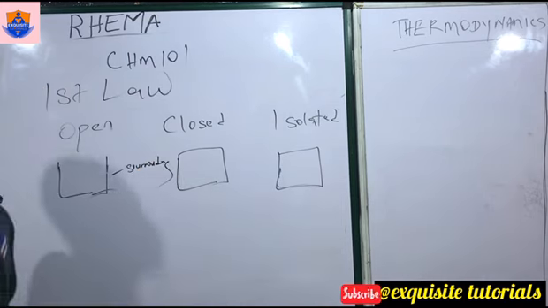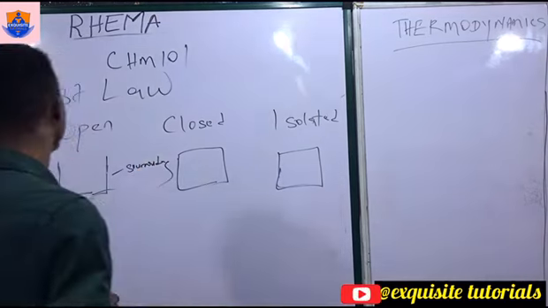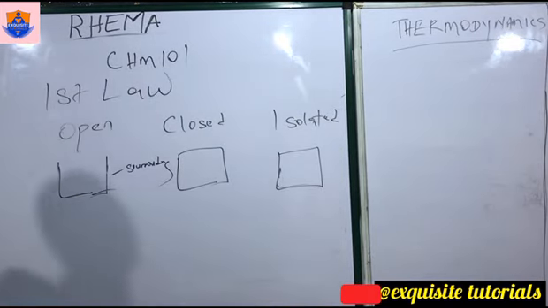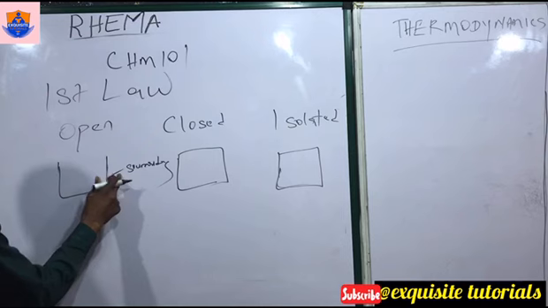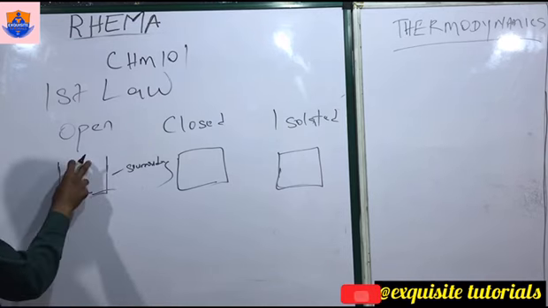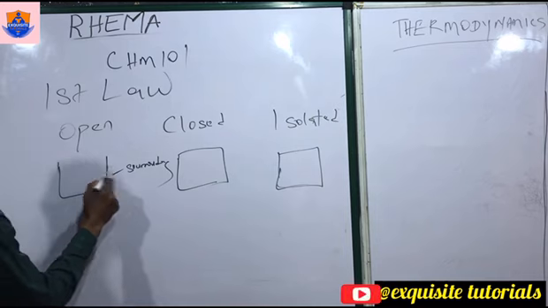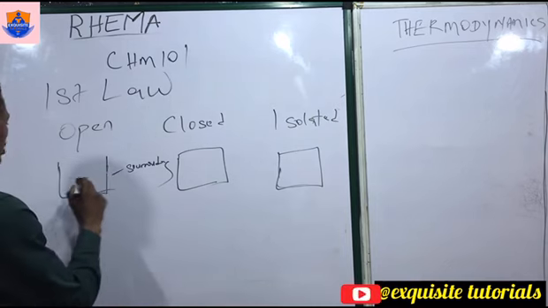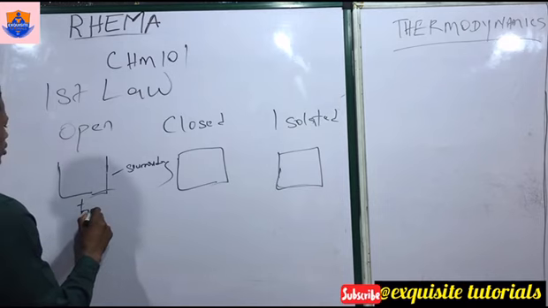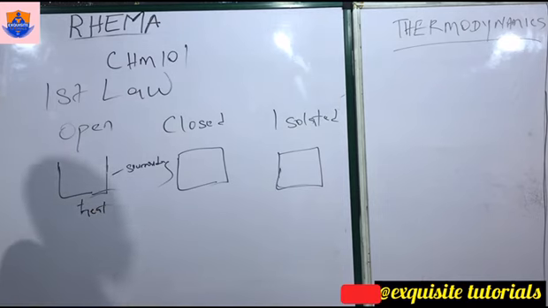The surrounding means the environment. If this is the system and this is the surrounding, in an open system, heat can be transferred from the surrounding to the system. Okay, let's take this as heat.